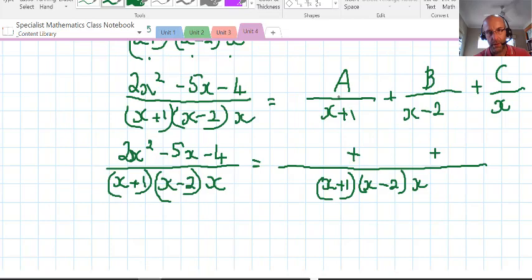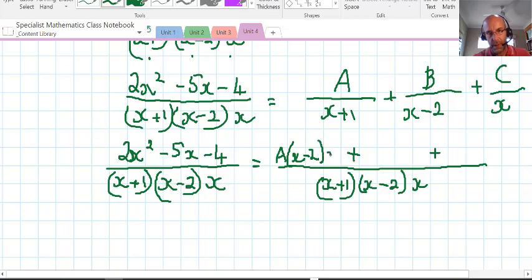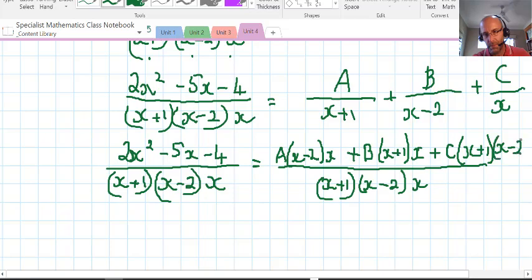Okay, so looking at the first term here, we have a over x plus 1, but a needs to be multiplied by x minus 2 and also x. b over x minus 2 also needs to be multiplied by x plus 1 and x. c over x needs to be multiplied by x plus 1, x minus 2. Okay, so we have equated numerators.